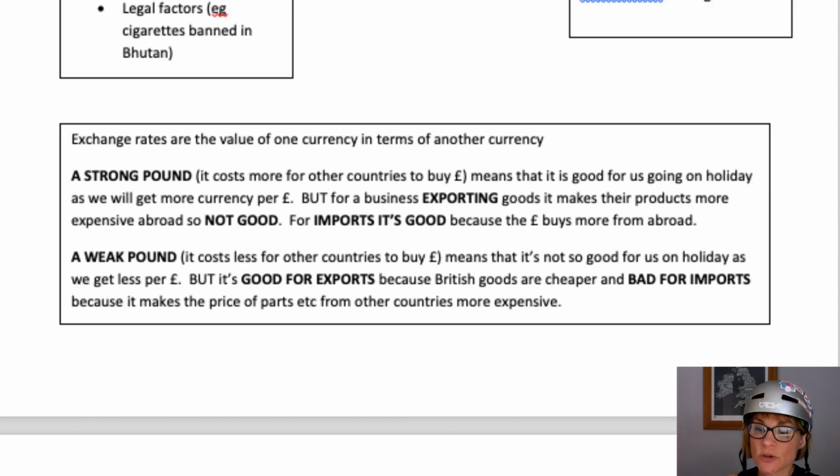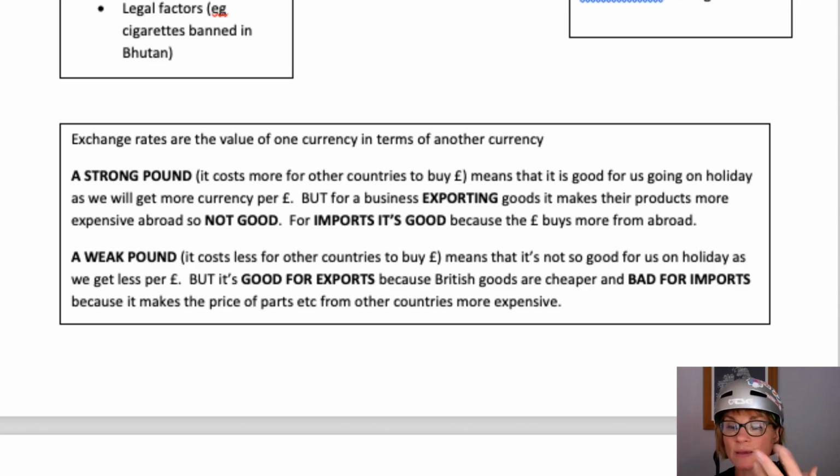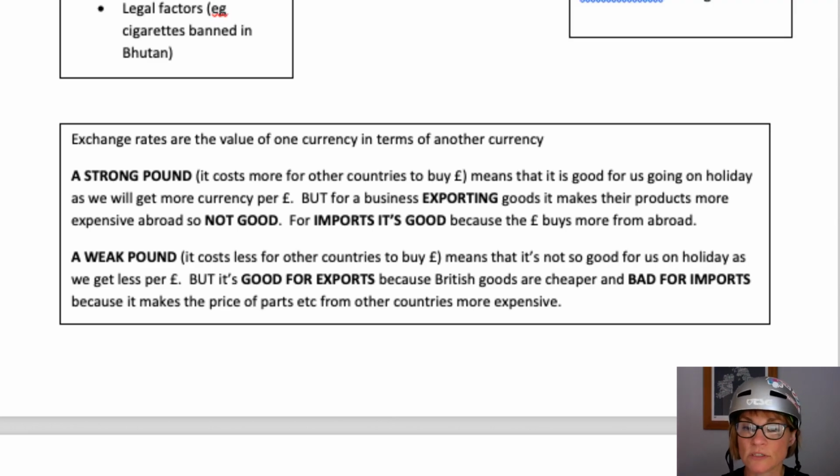So exchange rates do vary, they change, and it depends on lots of things going on that we don't need to worry about too much for GCSE business. But for the purposes of what you need to understand, it's what is the effect on businesses. So a strong pound means that if I go in and I've got my pound, that means I can buy more of the foreign currency with my pound. So I might be able to buy $1.20. A weak pound means that I'll only be able to buy $1.10 worth for my pound.